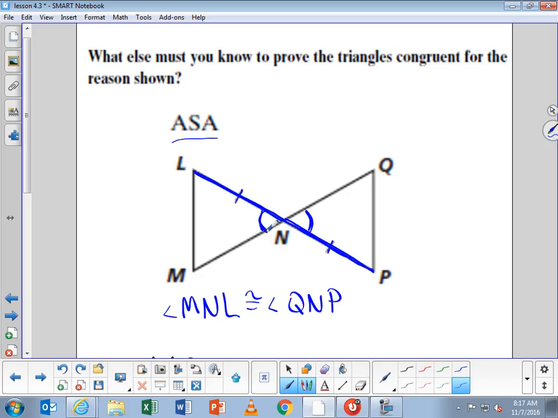L, angle L. L is an angle. Okay, so what you're saying is that what I need to know to answer my question is that angle L is congruent to angle P. That's what I need to know. So that's how we answer that question.